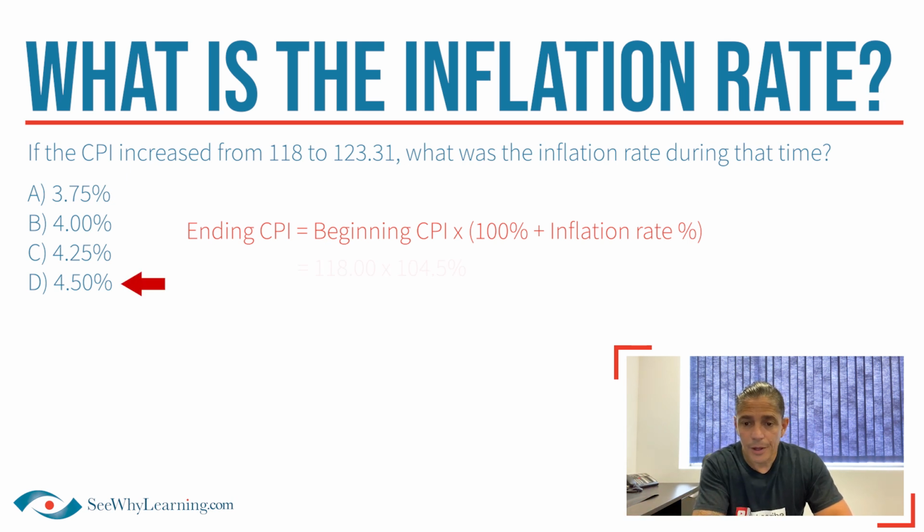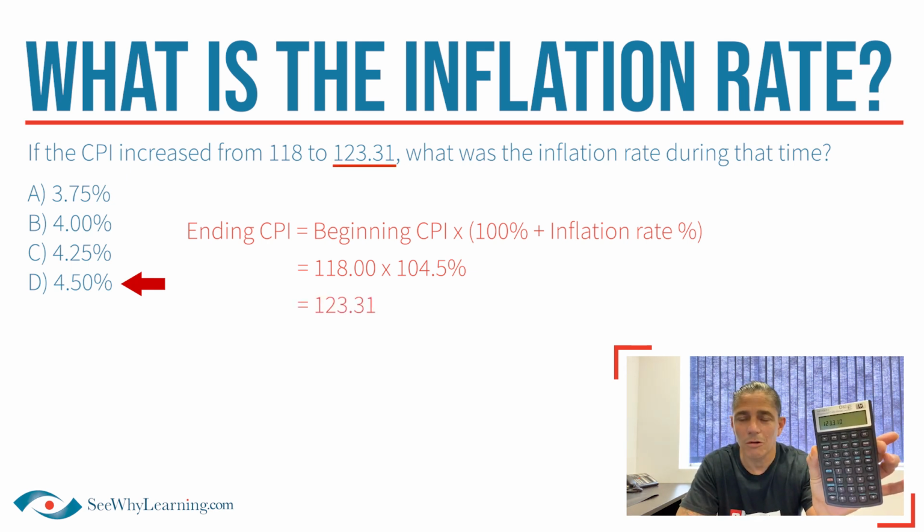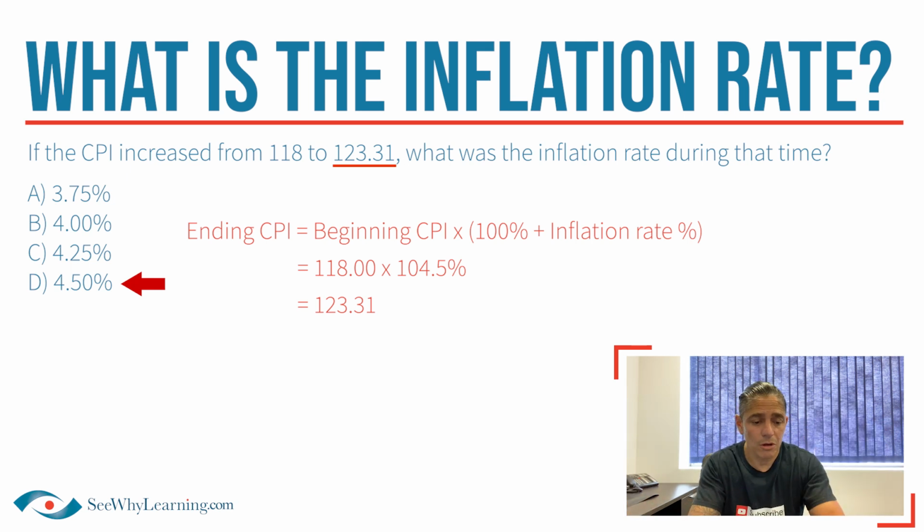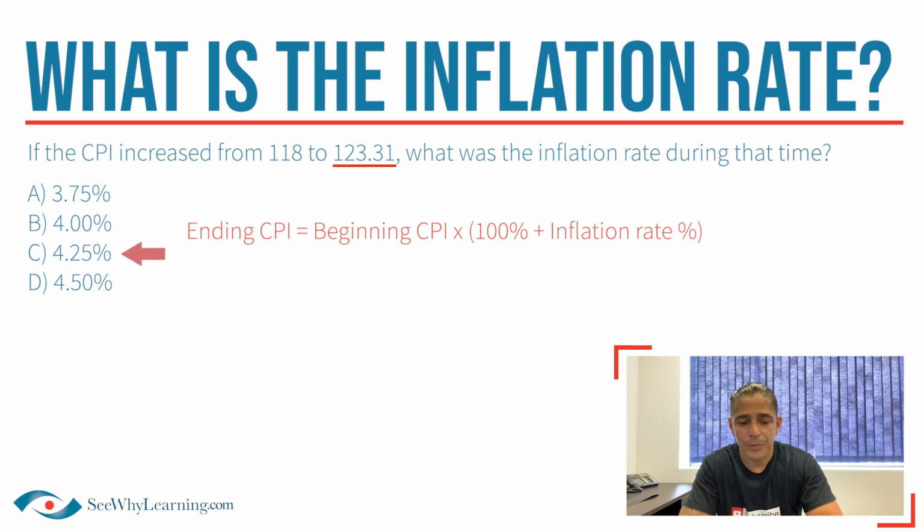All right. So 118, which is the starting CPI, let me increase that by 104.5%. And what does it come to? 123.31. Well, I'm lucky. I got it right the first time. So the answer is obviously D. But I want to eliminate another answer. I want to show you how another answer's math wouldn't work out. So let's test answer C, right?